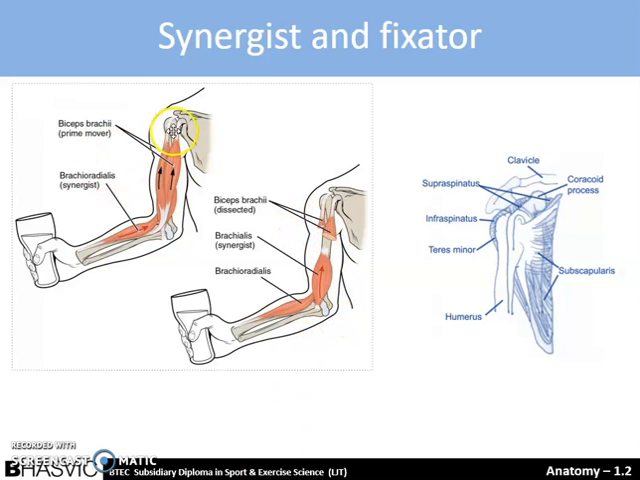So this is the prime mover, the agonist. This the brachioradialis synergist. This is the brachialis, the other synergist. This is where the movement is stabilized, allowing the biceps brachii to be the prime mover, to take on the force, take on the largest workload of moving this cup upwards in a flexion motion.